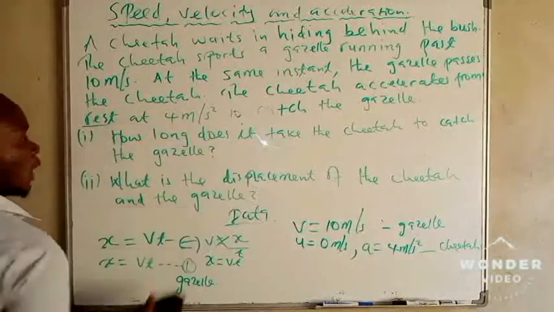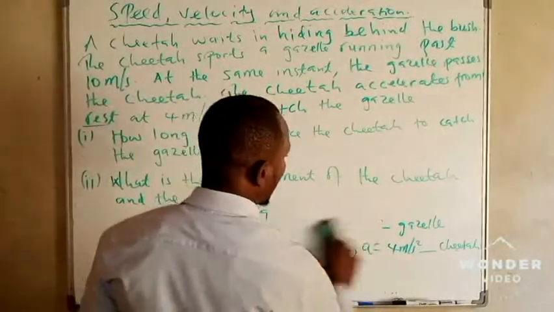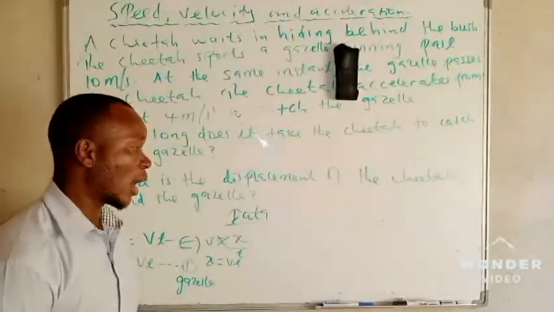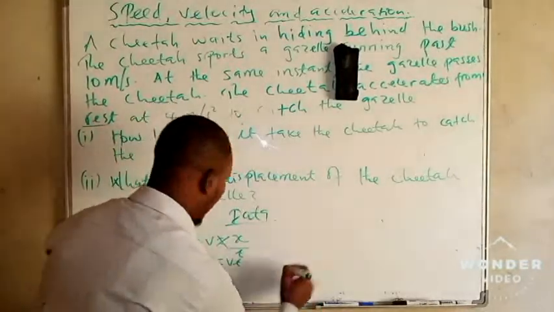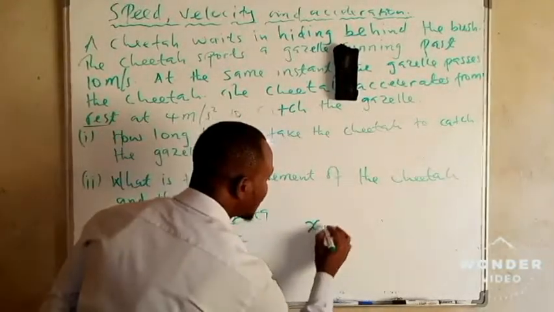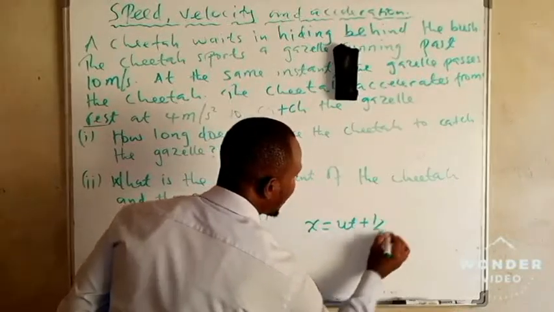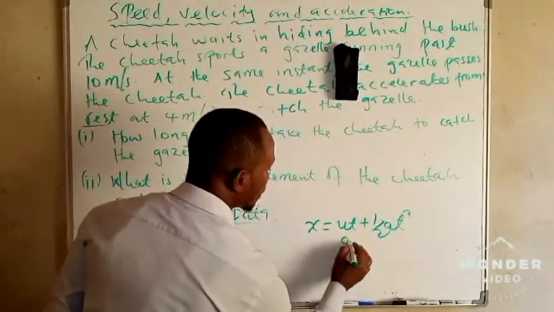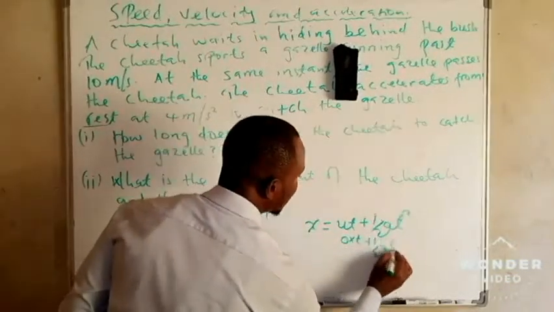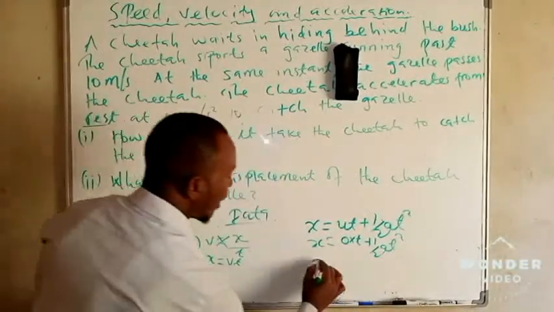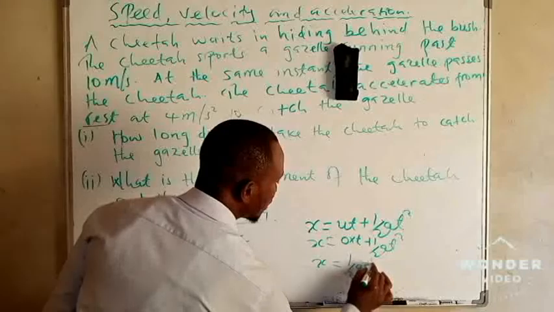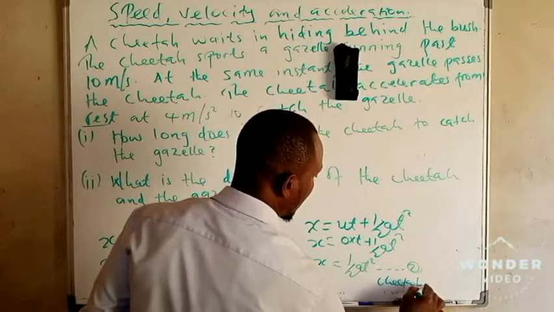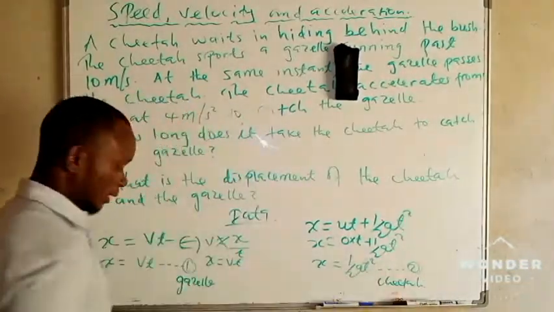Now we also need an equation for the cheetah. Since the cheetah is beginning from rest, we have the aspect of acceleration. So the displacement is given by x is equal to ut plus half at squared. But because it is starting from rest, u is 0. So 0 times t plus half at squared, we are going to have x is equal to half at squared. This is equation number 2, the equation for the cheetah.